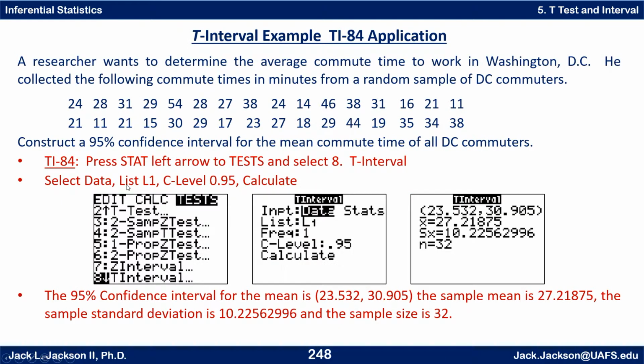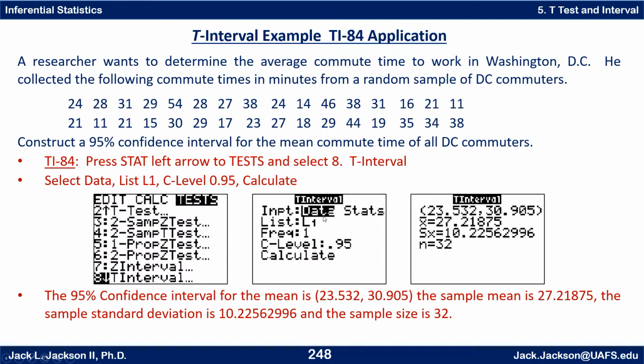For the TI-84, press Stat, left arrow to Tests, or right arrow twice, and go down until you find the one you want. It's number 8, TInterval. You can either arrow down to the 8 and hit enter, or as soon as you see that it's 8, press the number 8. And it will pull up this screen here.